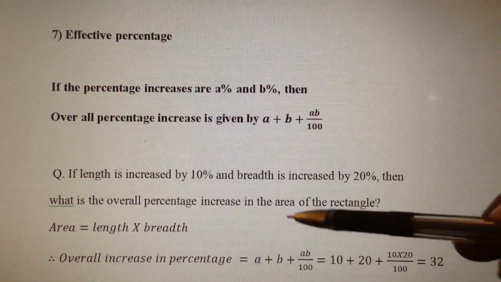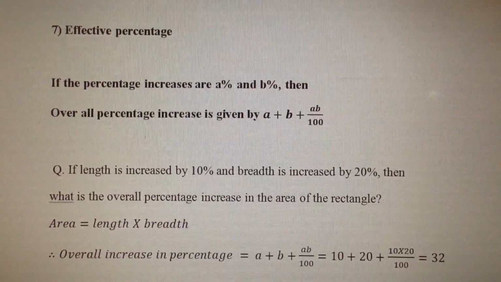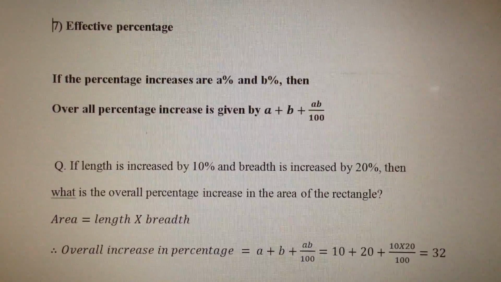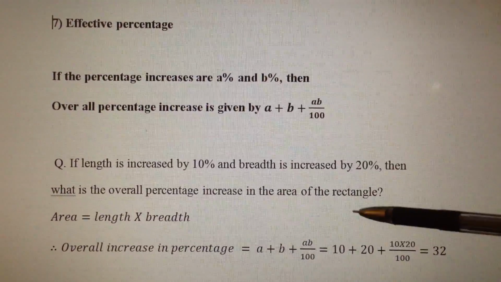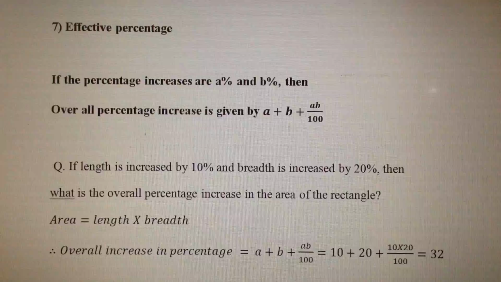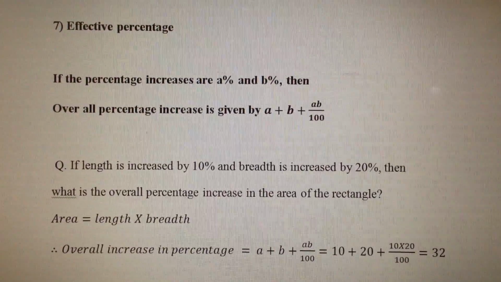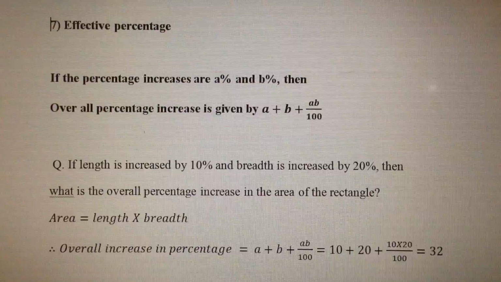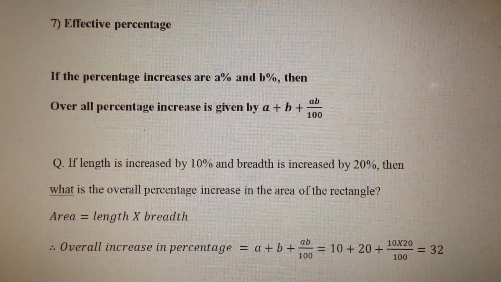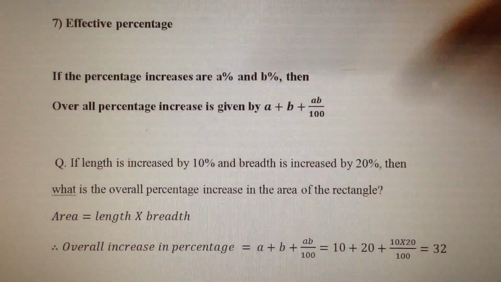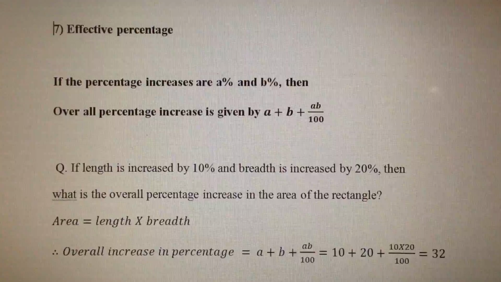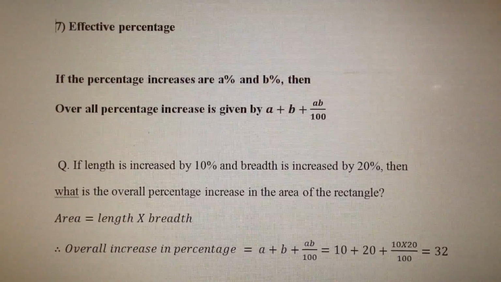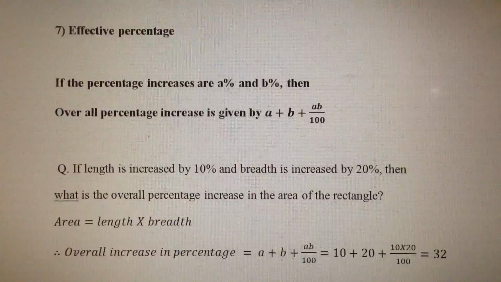If length is increased by 10% and breadth is increased by 20%, then what is the overall percentage increase in the area of the triangle? Sorry, in the area of the rectangle. We know the area of the rectangle is given by length into breadth, but here the length is increased by 10% and breadth is increased by 20%. That means there is a successive increase in the percentage.